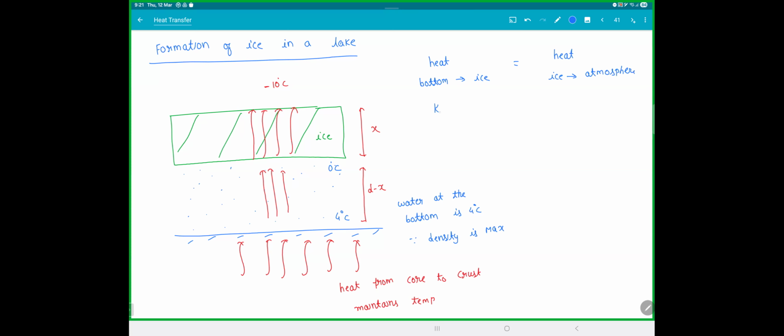So this formula will be K water, area by D minus x, the temperature difference 4 minus 0. This will be equal to K ice A, the temperature difference will be 10 by x. So from here you can calculate the value of x.